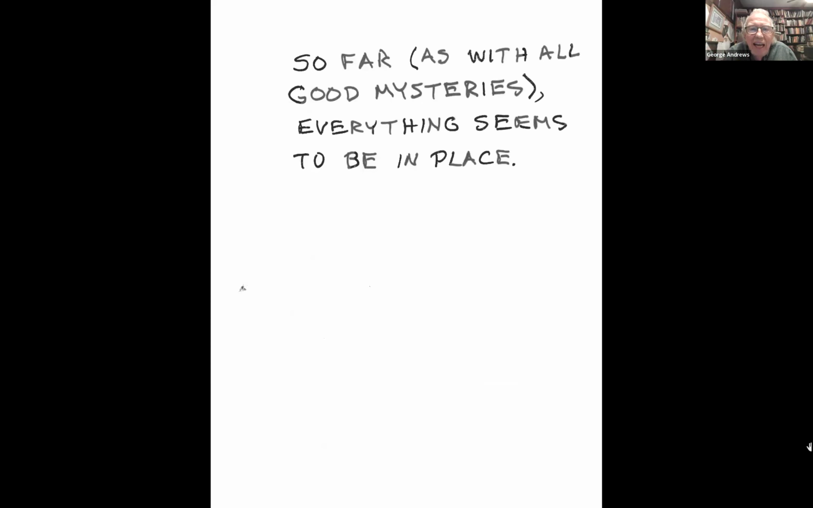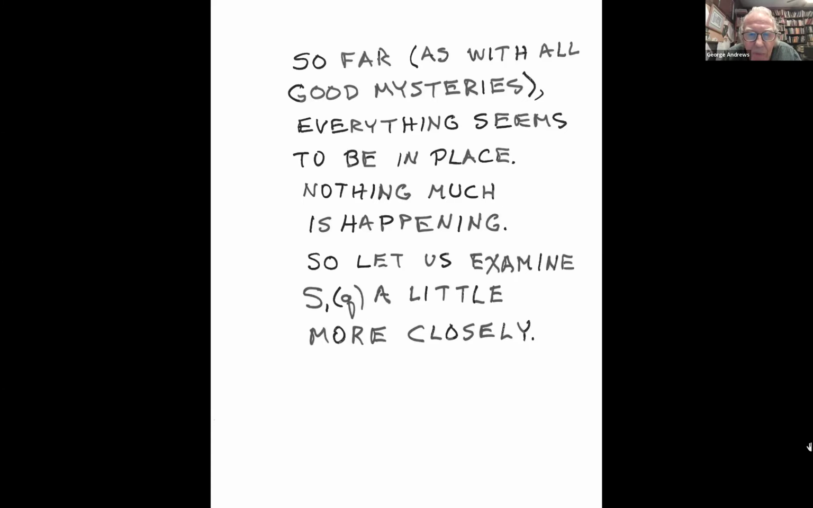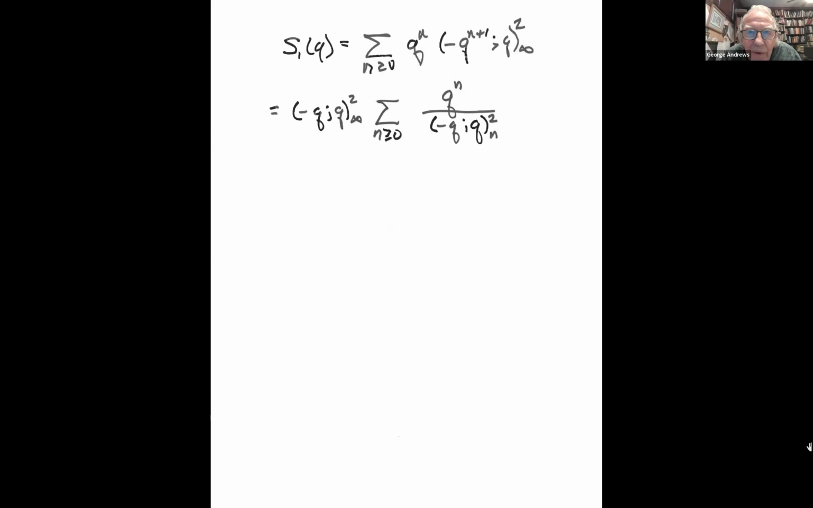Well, all this is very natural, insofar as, with all good mysteries, everything seems to be in place. Nothing much is happening, a few elegant results that really were embedded in the Lost Notebook, although Ramanujan never commented on the combinatorics of his discoveries. So the combinatorial applications are all new. So let's look at S1 of Q a little more closely. And this time we will apply the Heine type methods that Ramanujan also applied so terribly successfully. So we rewrite this series this way.